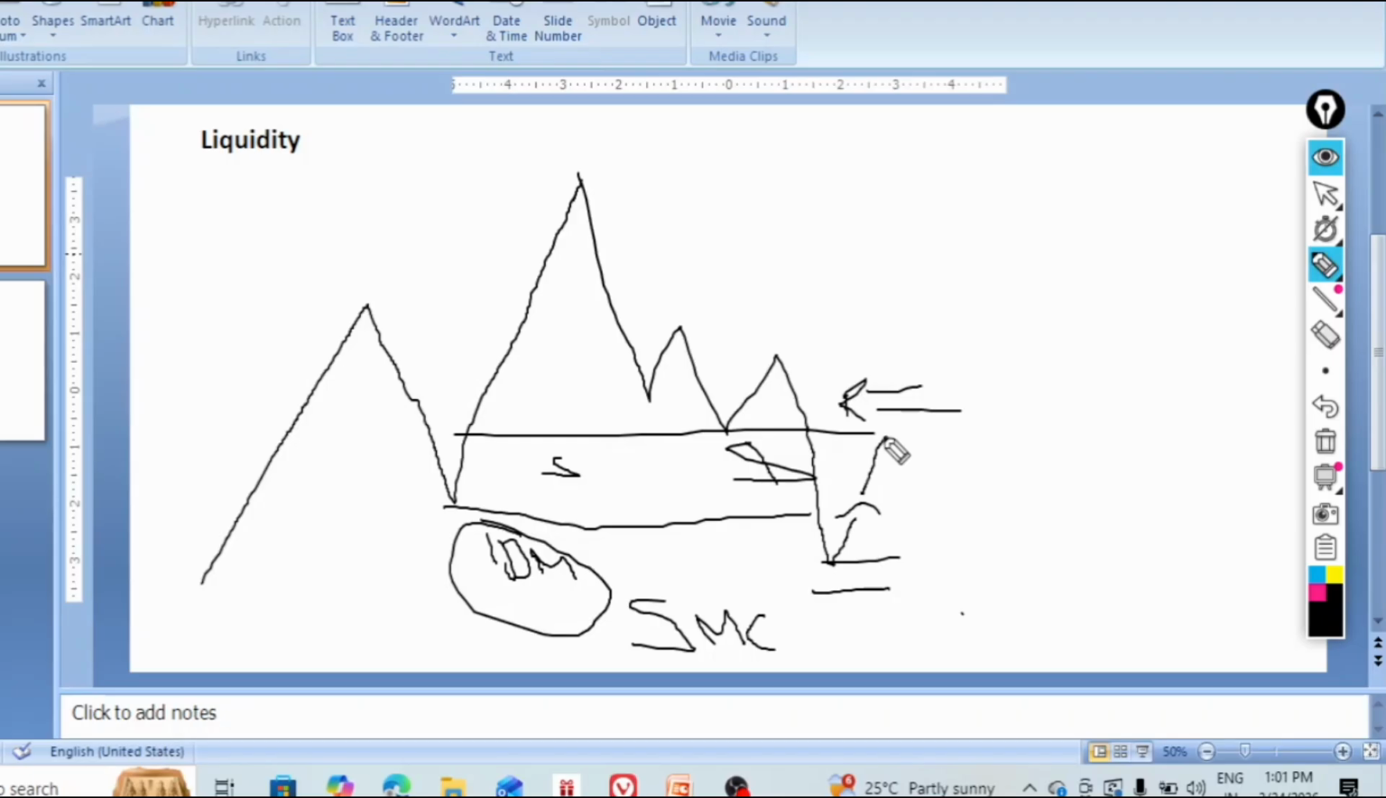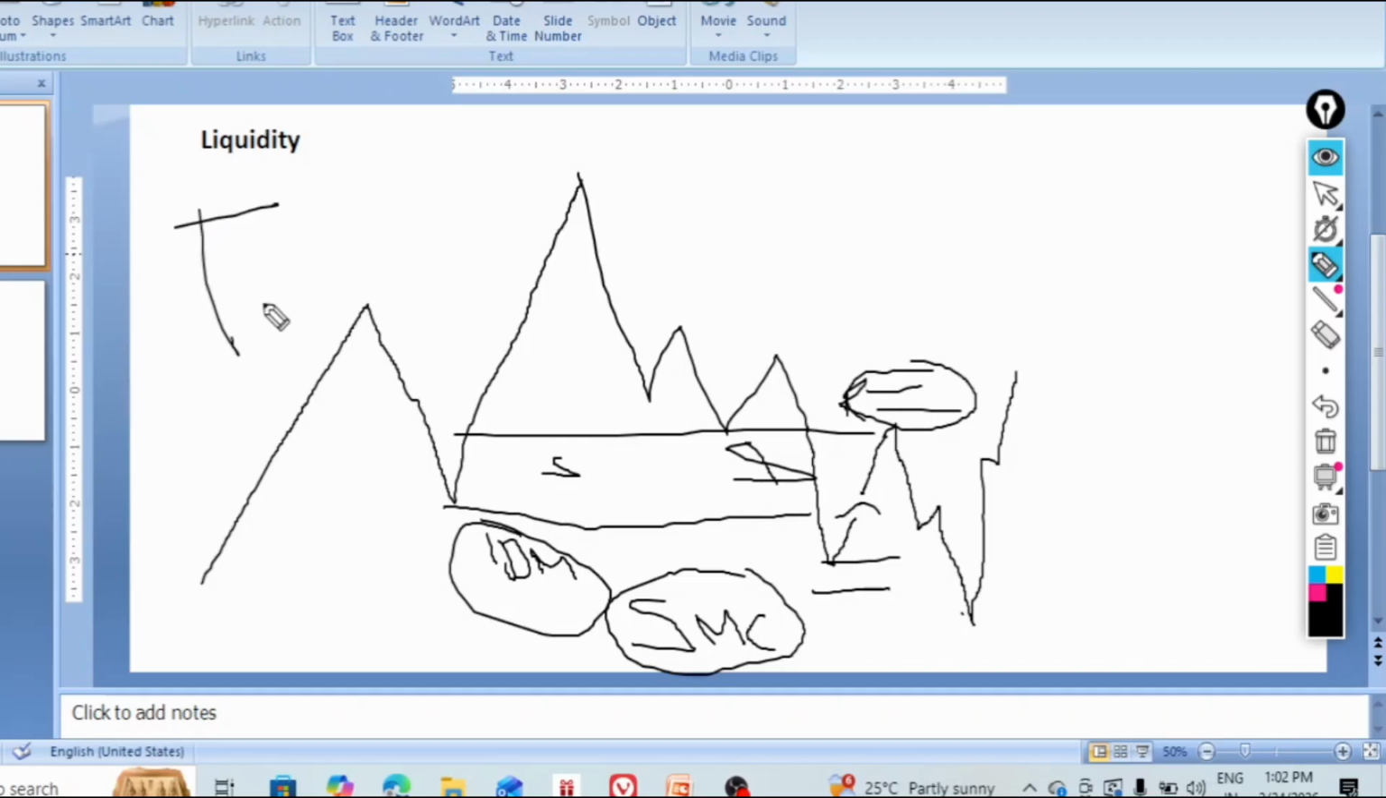And then what the market will do: the market will go down and hunt all these stop losses for the SMC traders, and then it could move up and hunt this liquidity here, again stop losses for the price action traders. So that's how the market will trap both the price action traders and the smart money traders.